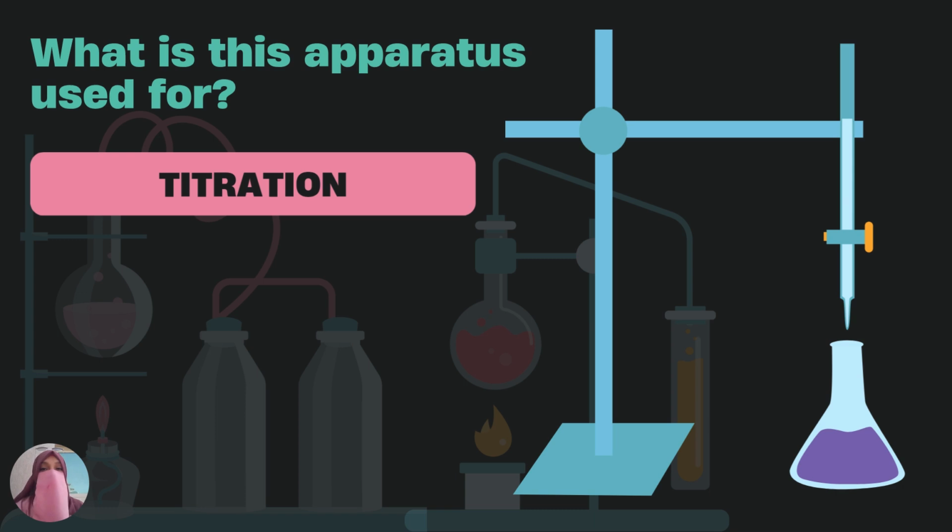In titration, we use a conical flask at the bottom and a burette on top, and we can add a substance, an acid or a base, drop by drop to see the end point, when the solution is neutralized. It is mostly used to measure the volume of acid used to neutralize an alkali, or the volume of alkali used to neutralize an acid. So we use this.